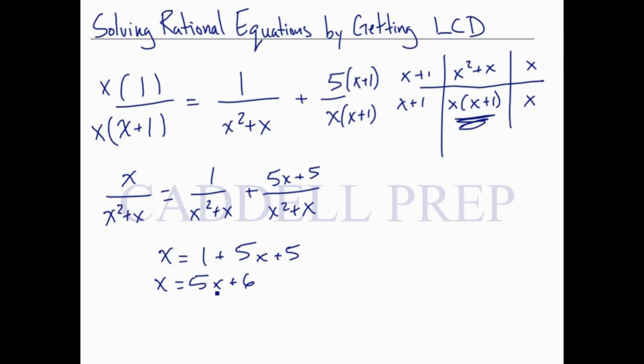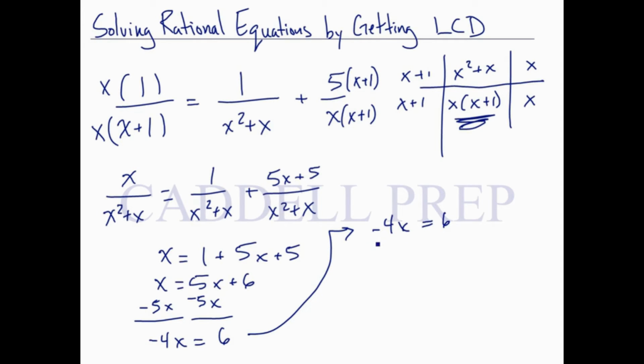Now let's solve for x. So we're going to subtract 5x from both sides. We have negative 4x equals 6. So now let's bring this over here. Negative 4x equals 6. Divide by negative 4, divide by negative 4. And we can reduce this. 6 over negative 4 is the same as negative 3 over 2.